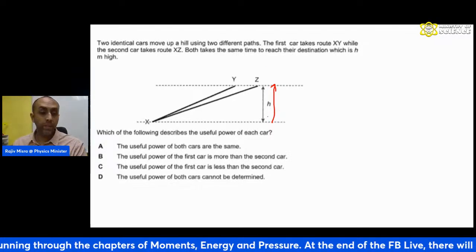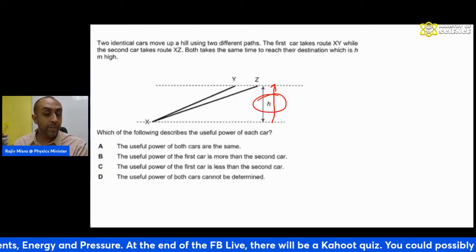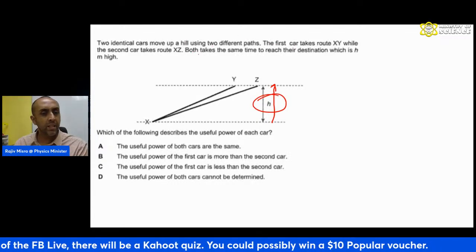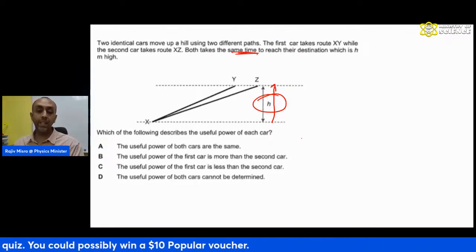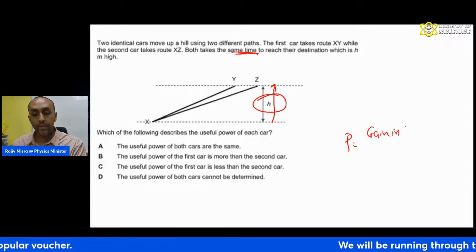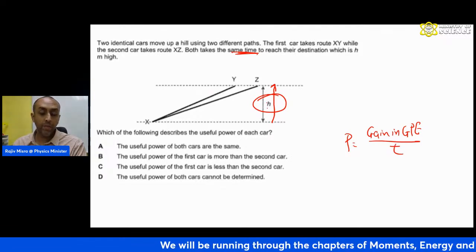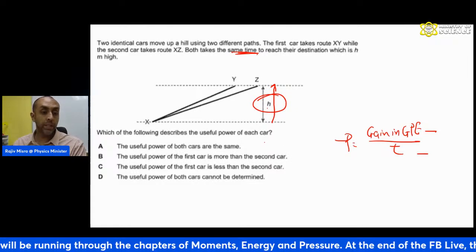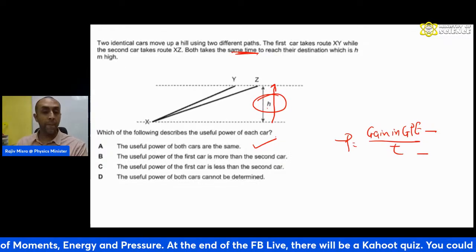What you have to remember is this: because the height is exactly the same, and they tell you two identical cars both take the same time to reach, in that case I can say power equals gain in GPE over time. Because the height for both of them is the same, and the time is the same, power will be the same. So the useful power of both cars are the same. Just take note on this part.